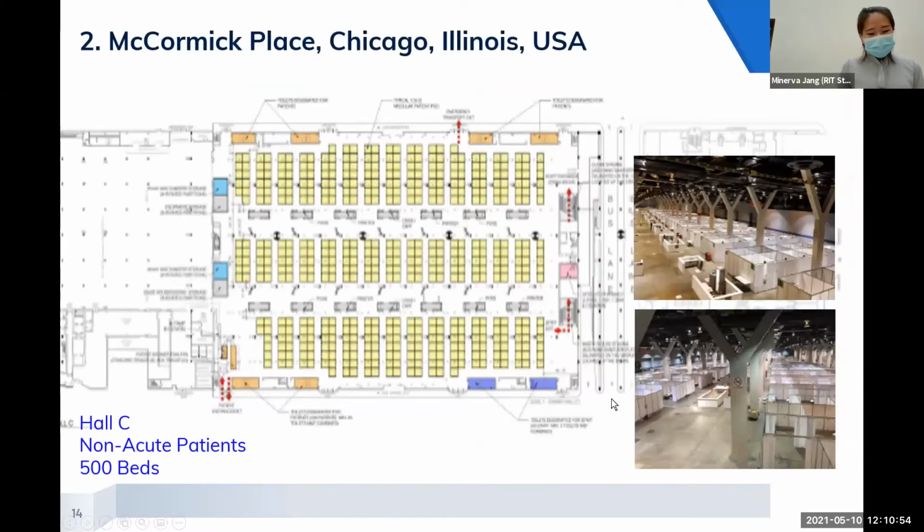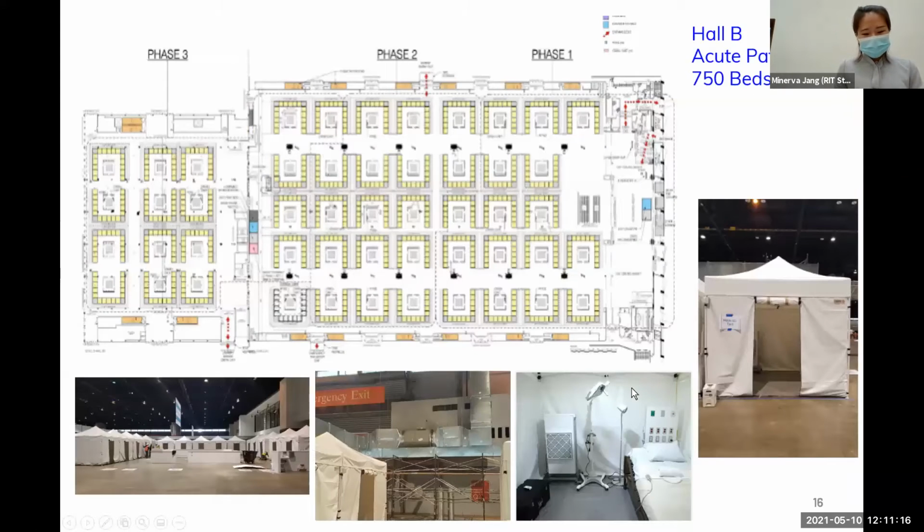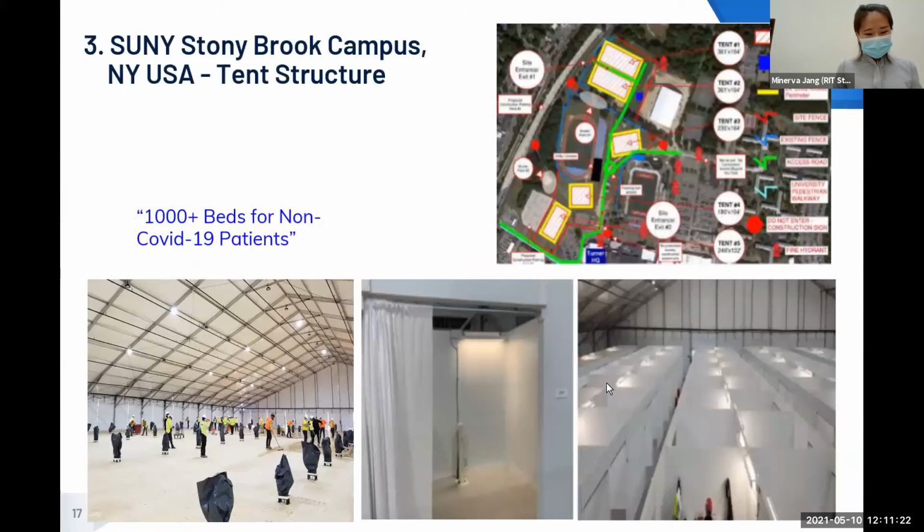The other case study is McCormick Place, which was built in Chicago. McCormick Place, which is the largest convention center in the United States, was turned into an alternate care site for COVID-19 patients. Hall C has 500 beds in open cubicles for non-acute patients, and Hall A is for non-acute patients and has 50 beds in open cubicles. And Hall B is for occupation and has 750 isolation pods, including 15 critical care patients.